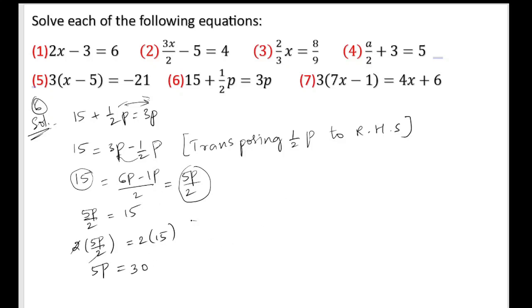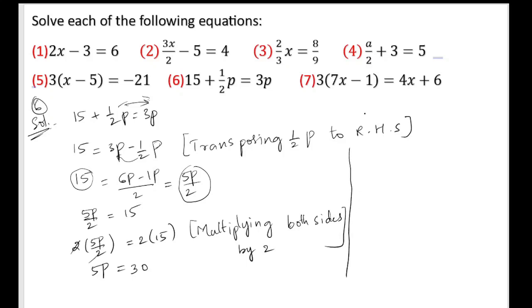So what we have done, we have multiplied both sides by 2.